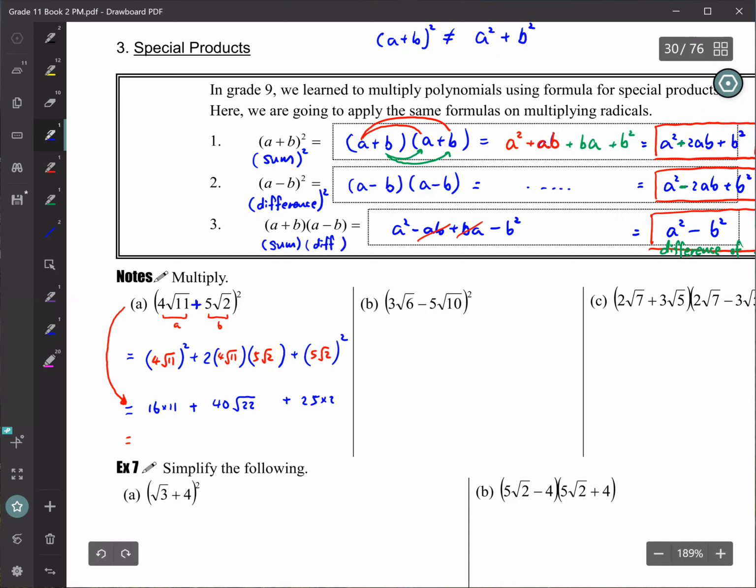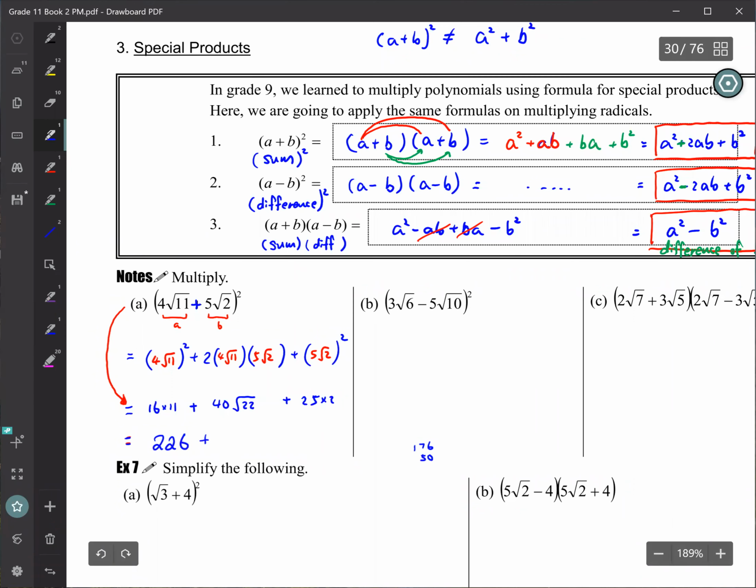So finally, we need to simplify the expression. 16 times 11, what is that? Jenny? Sorry, give me a second. 176. Okay, so 176, you can keep that on the side. And Ivy, what is 25 times 2? 50. Yeah, can you help us add that up together as well? 226. Yes, very good. Okay, so the number part will be 226.